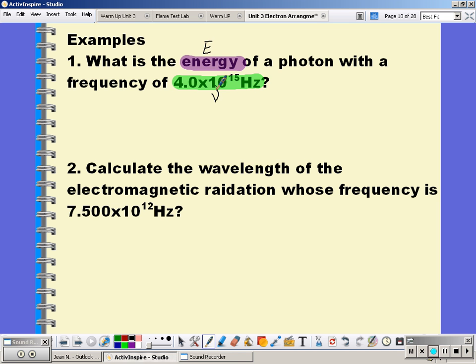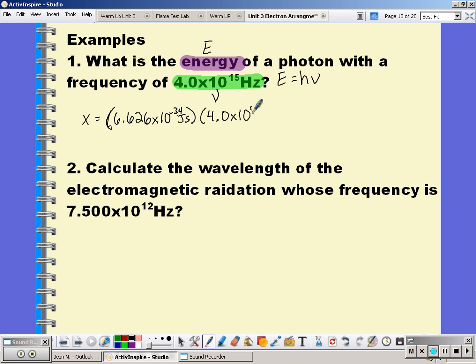So then I look at my three equations and I pick the one that has the E and frequency in it together, which would be Planck's equation. I'm going to put an x in for the E since that's what I'm solving for. h is a constant, and then I can plug in my frequency. And we're going to multiply these numbers together.